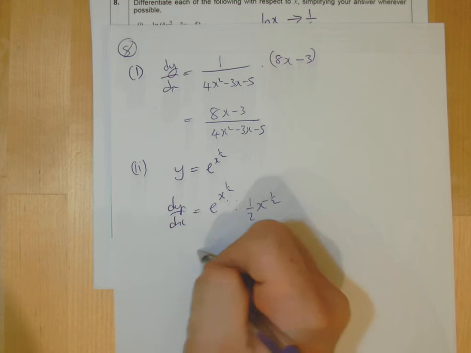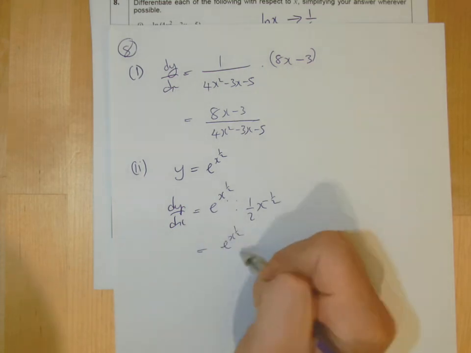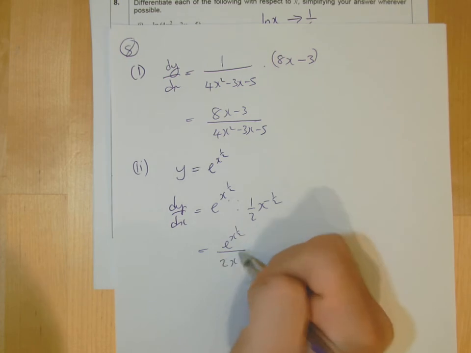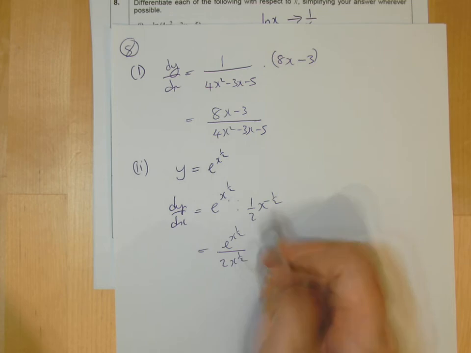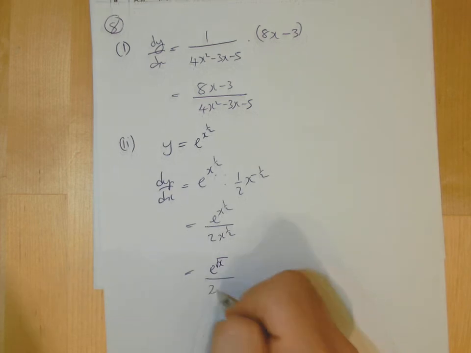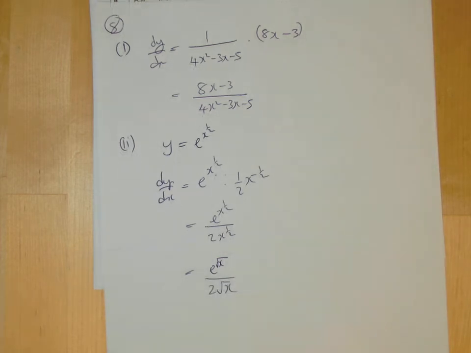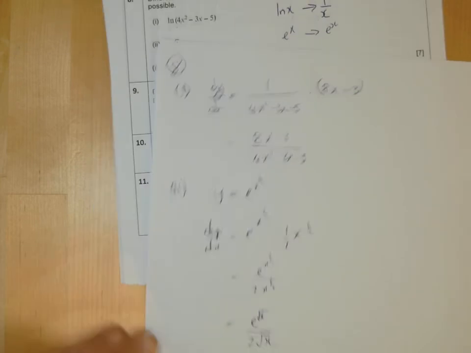We could write e to the x power half over 2x power half, yeah, because you bring that down, because it's minus power, and then you could even rewrite that as e to the root x over 2 root x, because it's x power half. Okay, and try and do things like that, because they do expect you to simplify as much as possible, and you'd lose marks if you didn't.